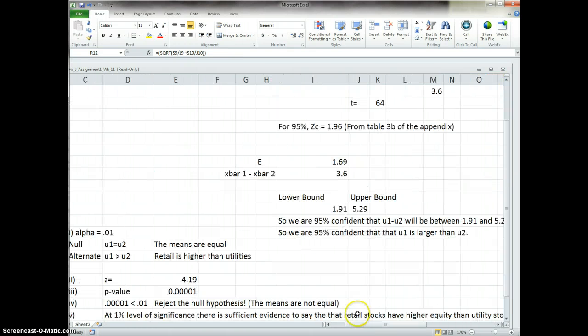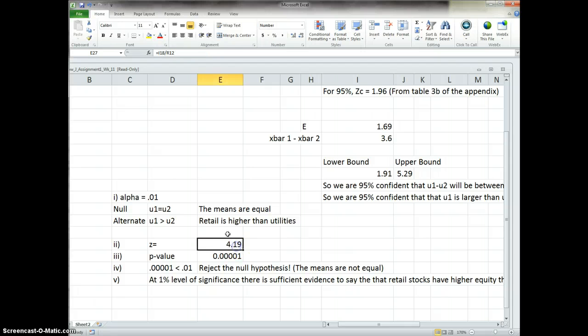So back to where I was. All I did there was take our difference of the 2 means, 3.6, and divide by that large square root. What you get for your Z value is 4.19. You could look up normal Z values in the table in the back of the book, appendix table 3, but 4.19 is so far off the scale that you can't actually look it up. It's so small.